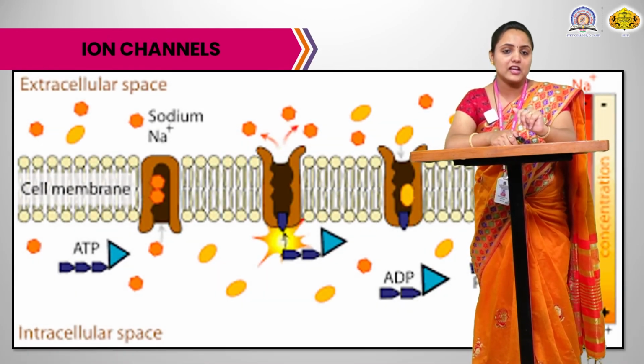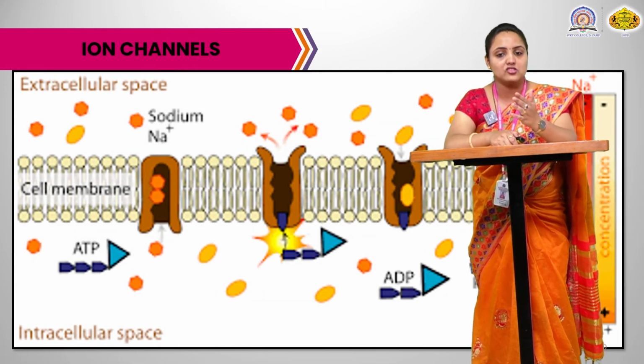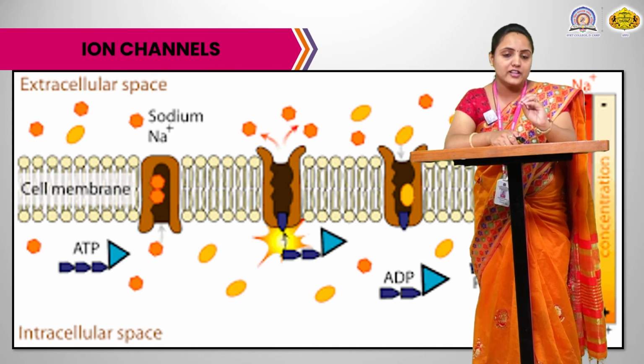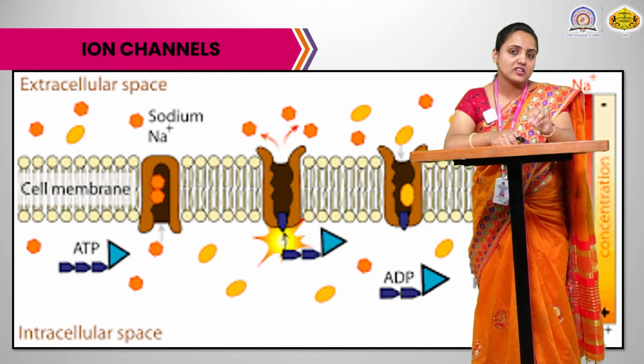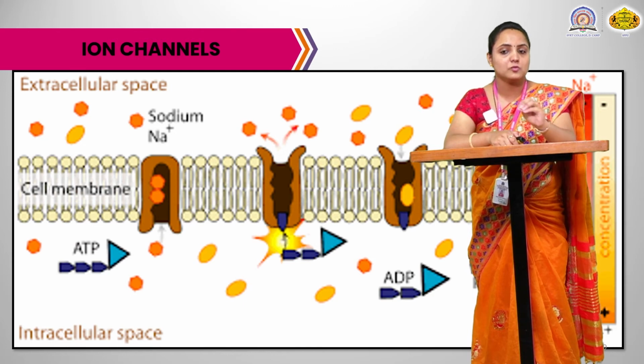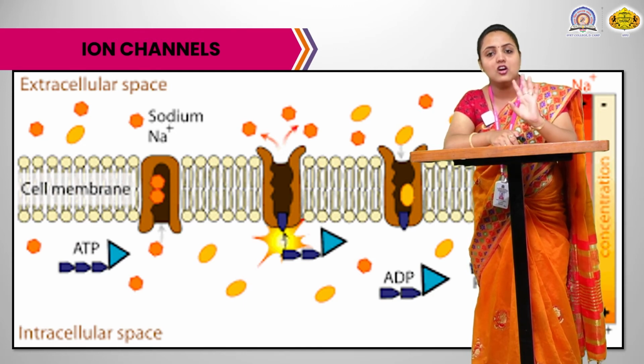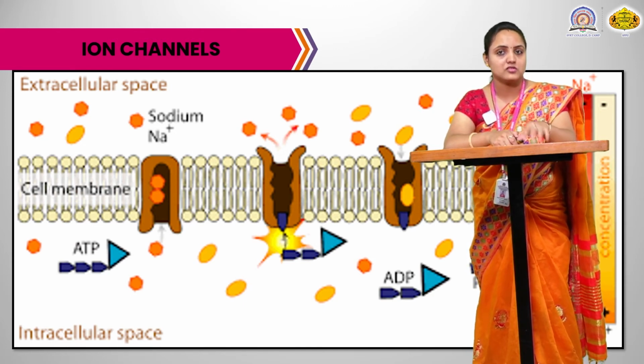Now you can see in the diagram ion channels, for example the sodium ion channel and the potassium ion channel. They are very specific. A sodium ion channel can let through only sodium ions. Potassium ion channels can let through only potassium ions. Okay.